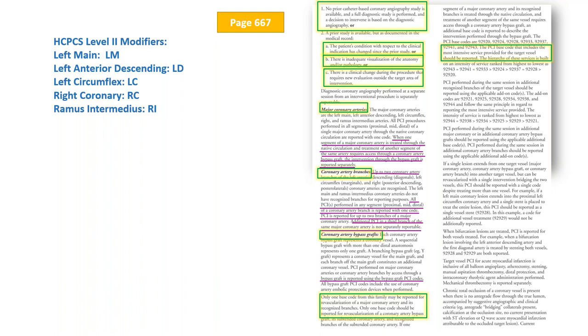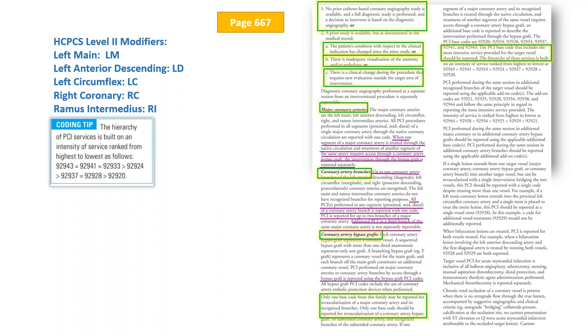All right. There is an intensity of service, meaning we talked about that earlier, the hierarchy. You always code to the most intense, and they very kindly write out the hierarchy for you. It's right here in your book. 92943 is equal to 92941, which is also equal to 92933. All three of those are greater than 92924. 92924 is greater than 92937. 92937 is equal to 92928, and all of them are greater than 92920.